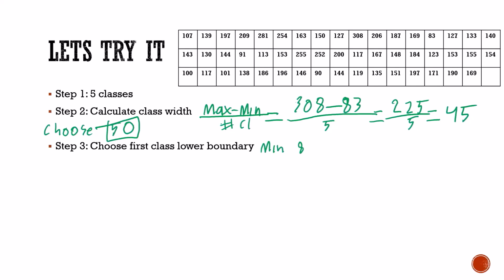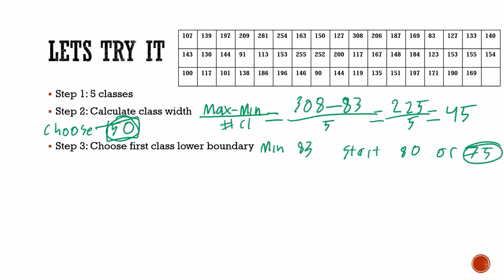This gives us more flexibility, right? You can try this when you mess around. So our min is 83. If we chose 45 as our class width, I would have to start exactly at 83, right? And that would be tough. So I don't want to do that. But making it this much bigger means I have some more flexibility. So instead of choosing 83, I could start at 80. Or I could even do 75.